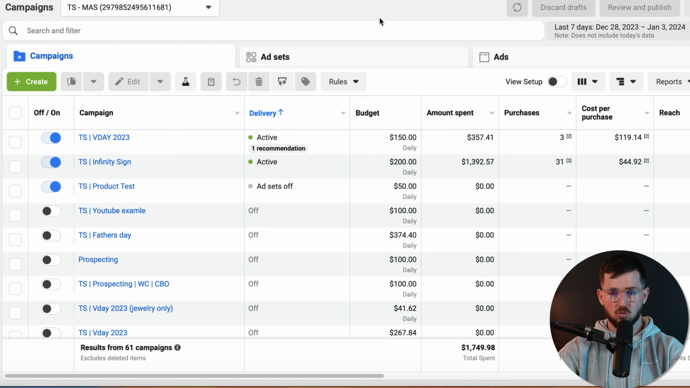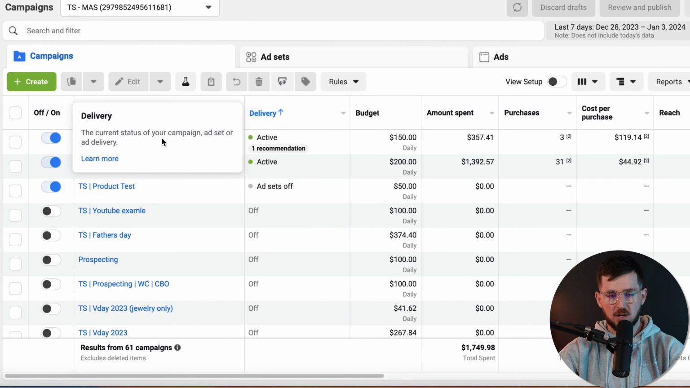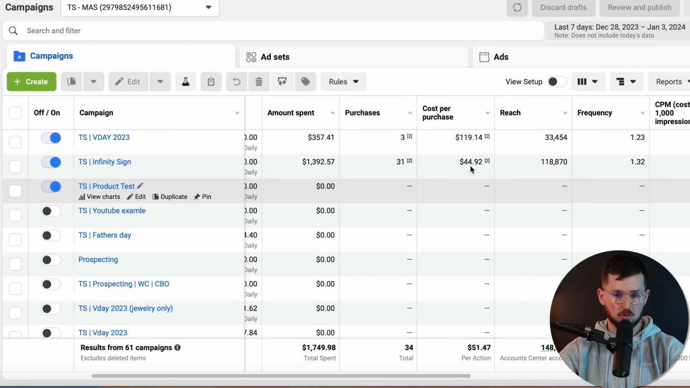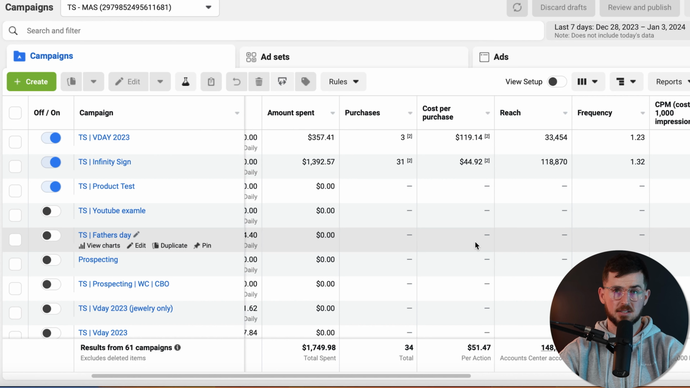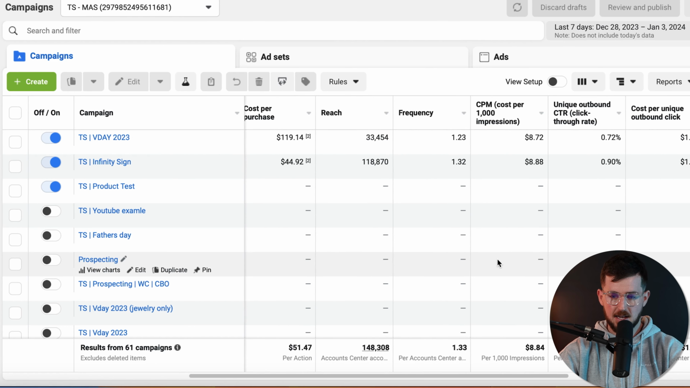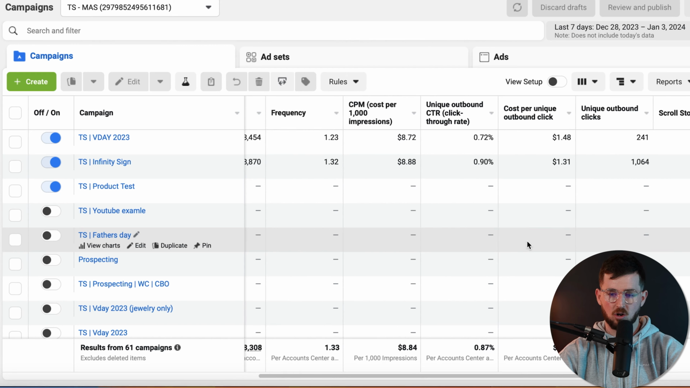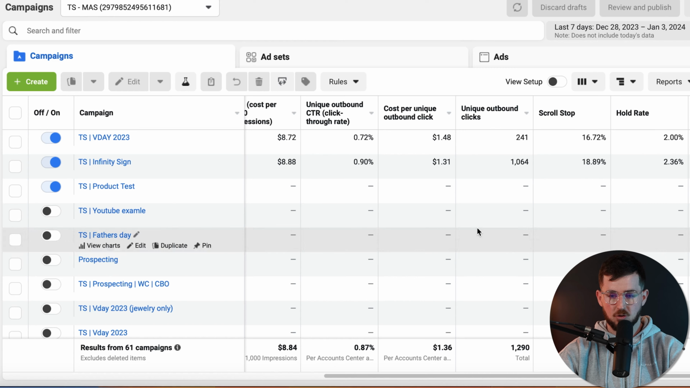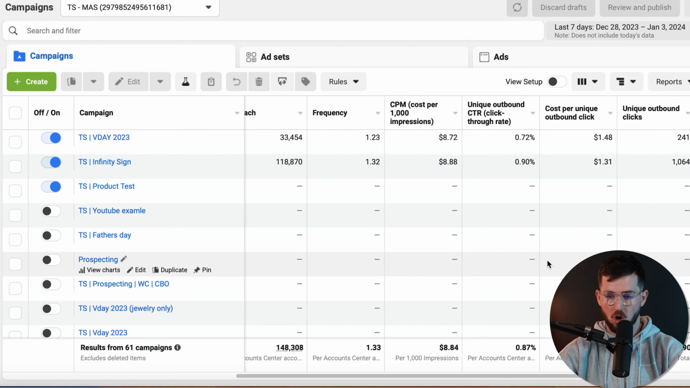So just looking at the ad manager really quick, I have one of our, I would say, play accounts that we leverage for making YouTube videos and stuff. So we have some unique columns right here. So obviously, you have your basic stuff: campaign, delivery, budget, amount spent, purchase, cost per purchase, because realistically we only care about CPA, which can still be tied back to ROAS. So we have our CPA, reach, frequency, CPM, unique outbound CTR, cost per unique outbound click, unique outbound clicks, scroll stop, and hold rate.